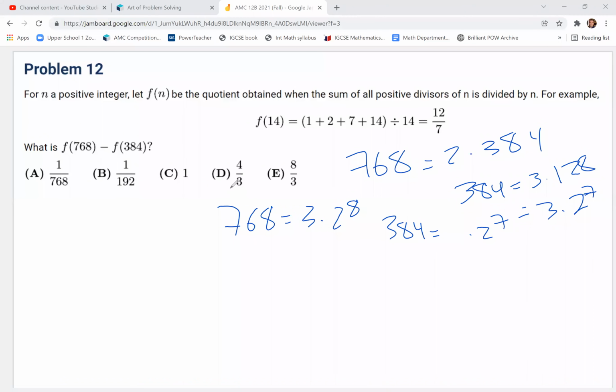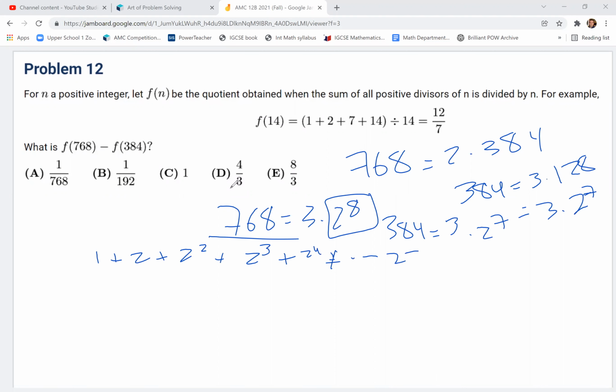So we want to know the sum of all the divisors of 768, so we would be adding up all of its possible factors. If we just look at the powers of 2, that's pretty easy, because that's just going to be 1 plus 2 plus 2 squared plus 2 cubed plus 2 to the 4 plus ... up to 2 to the power 8, because you basically just have 2's to work with.